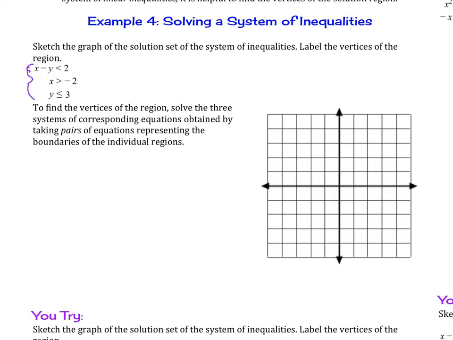x minus y is less than 2. So we can rewrite that in slope-intercept form. So this is negative y is less than negative x plus 2, or divide by negative 1, so therefore we flip the inequality. y is greater than x minus 2. So let's graph it, minus 2. And then the slope is 1. And then we know that it's a dashed line because it's greater than. And then greater than is above the line.